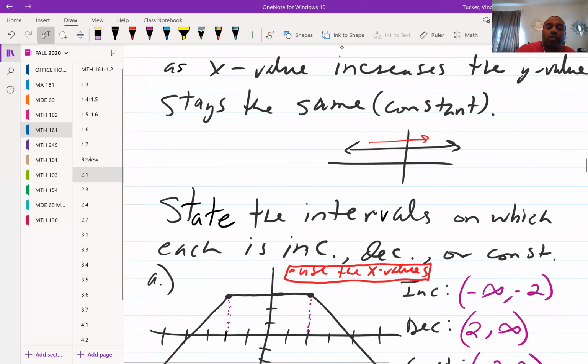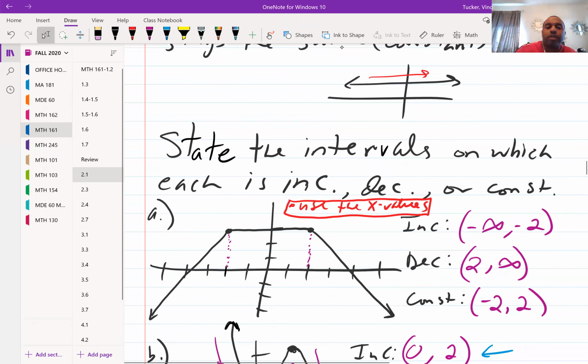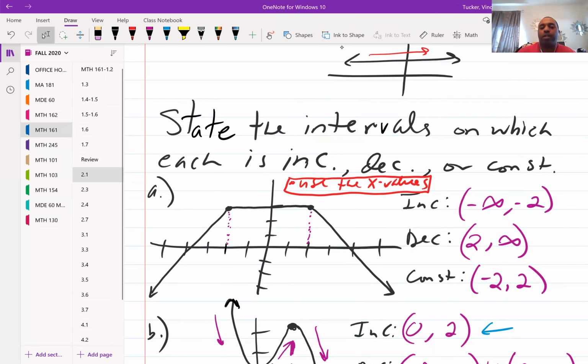All right, so here we have: state the intervals on which each is increasing, decreasing, or constant. Notice what I said right here is that we're going to use the x values. You use x values in order to state your intervals. Remember, we're reading this from left to right, and we're not going from up to down. So we're using our x values to state what our intervals are.